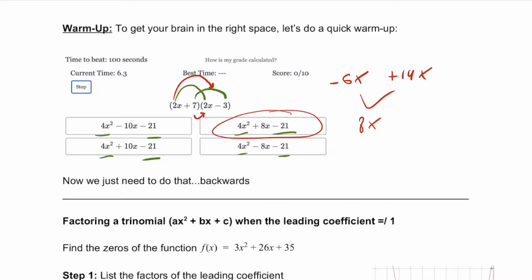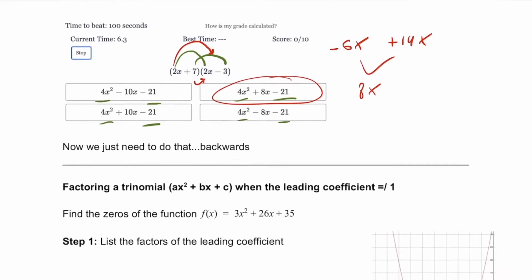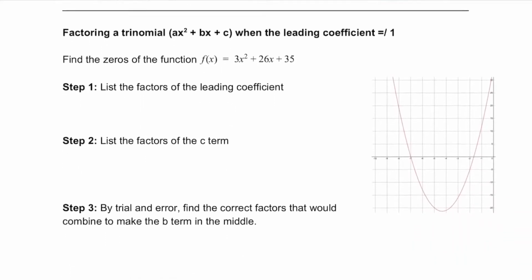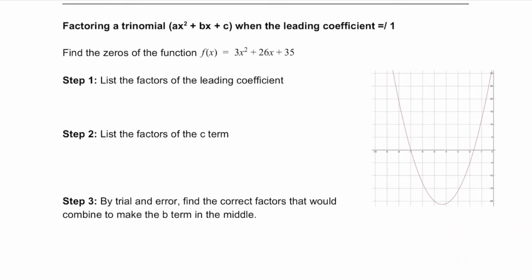So that's just to get your brain in the right space because it's going to feel like a puzzle today. And I want you to do that one first just to get you thinking about middle terms. And so here we go. Now we just need to do it backwards. Factoring a trinomial, ax squared plus bx plus c, when the leading coefficient, the a term, is not 1.